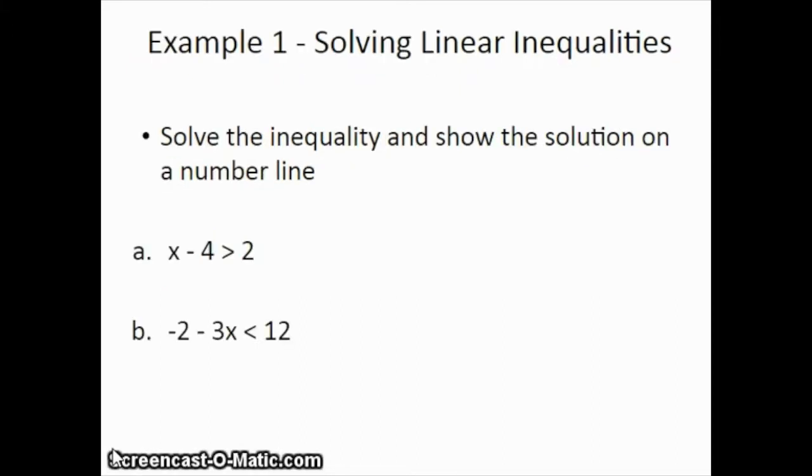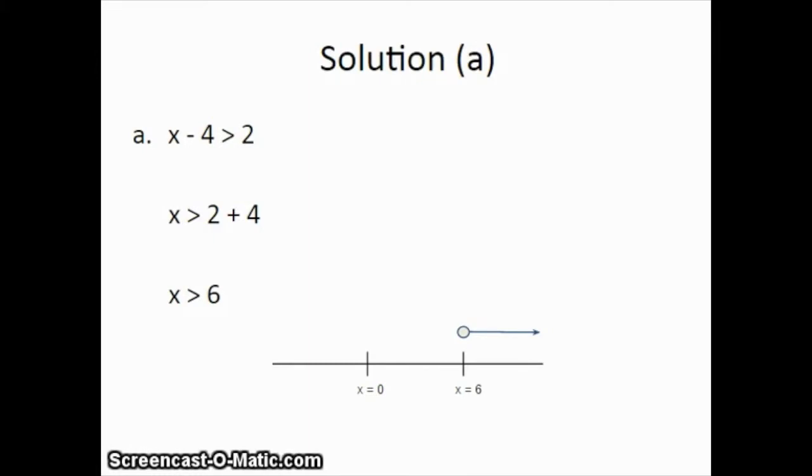For the first example, we'll be solving linear inequalities. We solve the inequality and show the solution on a number line. So for solution A, x minus 4 is greater than 2. First, we move the minus 4 onto the right side, and then we're left with x is greater than 6, which is shown on this number line.